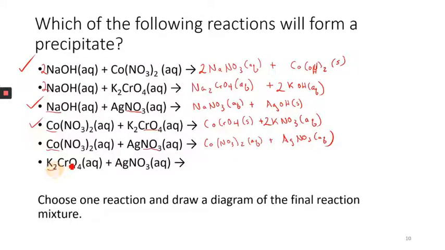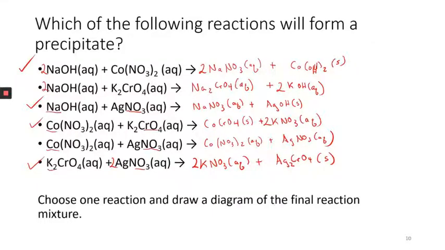Okay, our last one, potassium goes with nitrate. By now, hopefully you realize potassium nitrate is aqueous, plus silver chromate. Chromate has a charge of 2, so you need to put a 2 on the silver. And then you need to balance this. And silver chromate will form a precipitate. So out of the 6 reactions shown here, only 4 will form a precipitate.